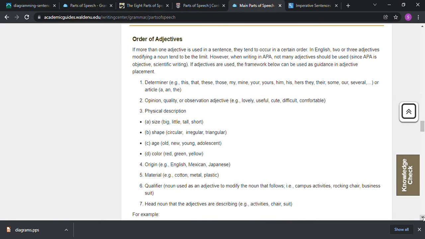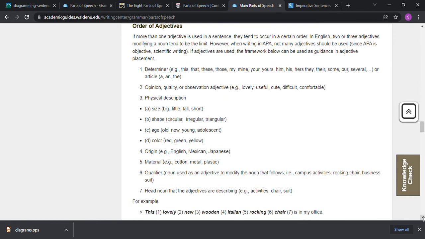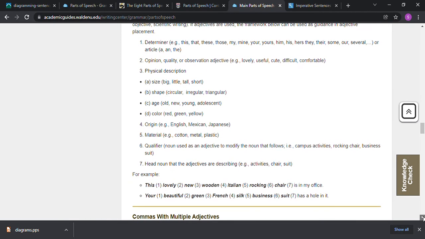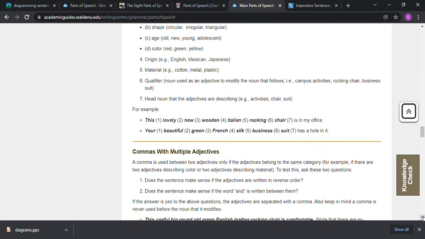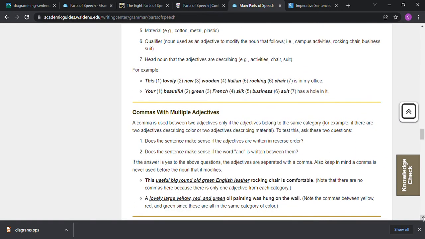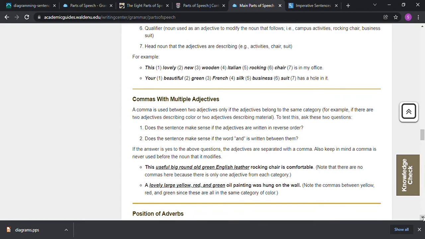And this talks about the order of adjectives. I love these websites. Then it talks about commas with multiple adjectives. Multiple adjectives make the sentence and the story better. Sometimes they have multiple adjectives. It says the big, round, old, green English leather. So says the large yellow, red, and green oil painting.